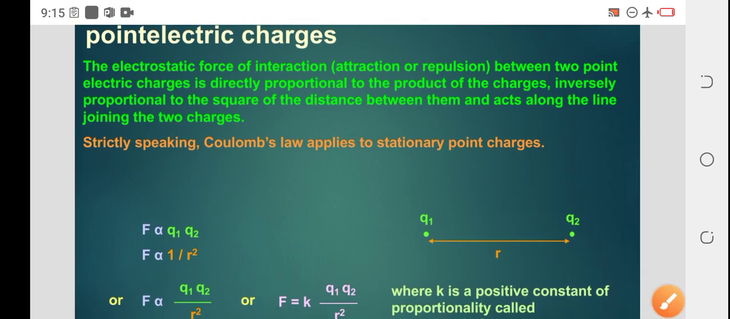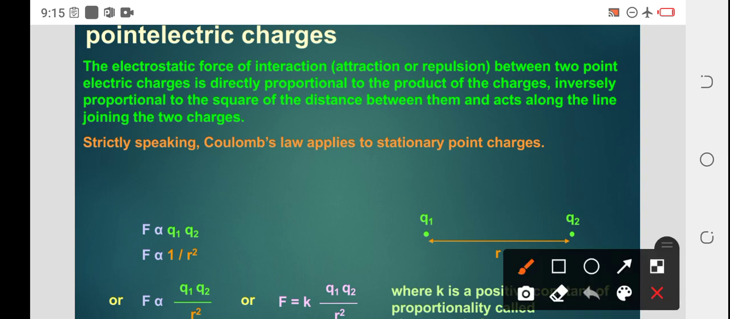Let's see here. The electrostatic force of interaction between 2 point electric charges is directly proportional to the product of charges and inversely proportional to the square of the distance between them, and acts along the line joining the two charges. So here Coulomb is introducing a particular law to find the relation between force and charges with their spacing distance.